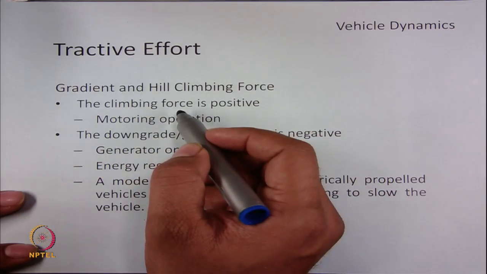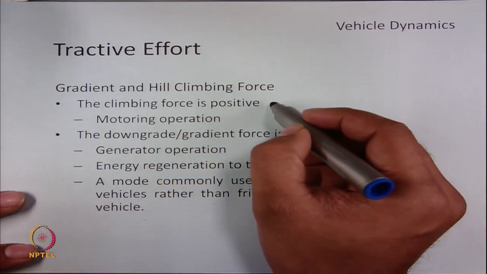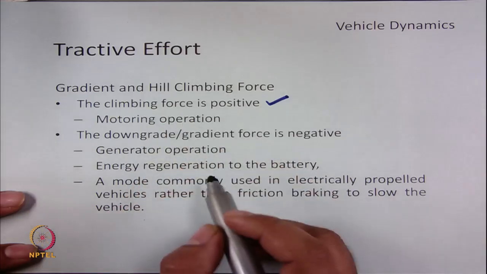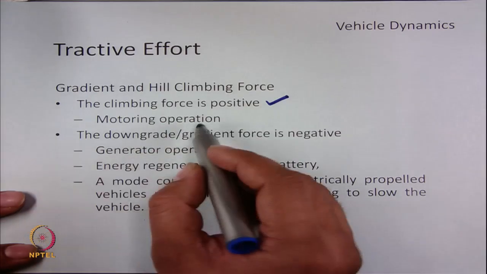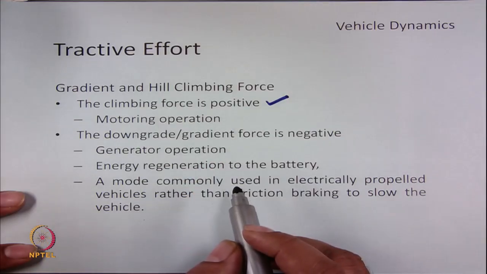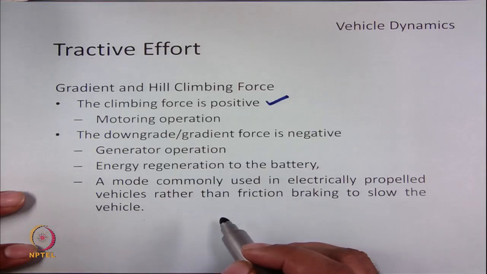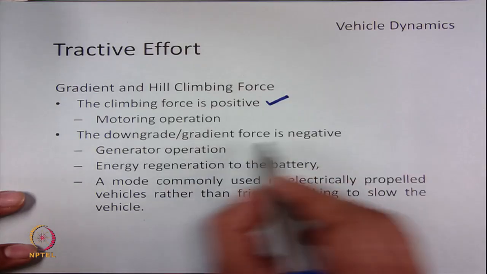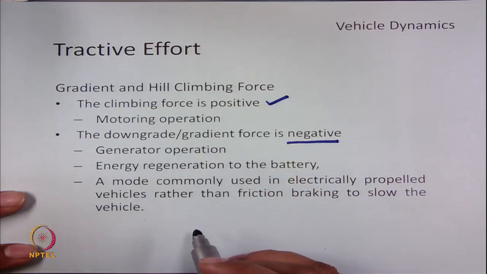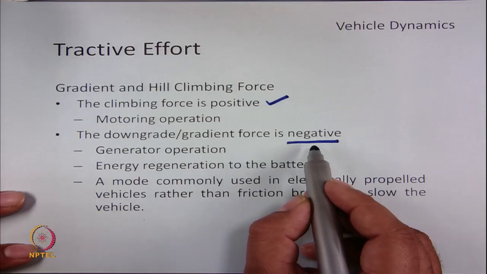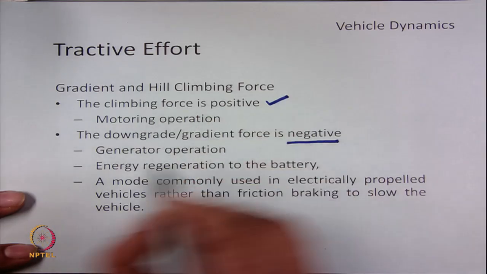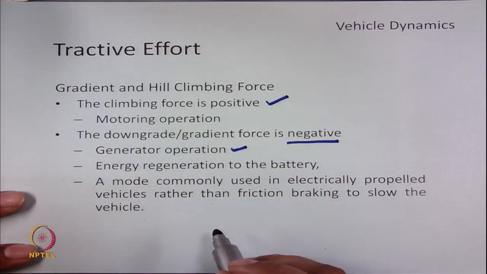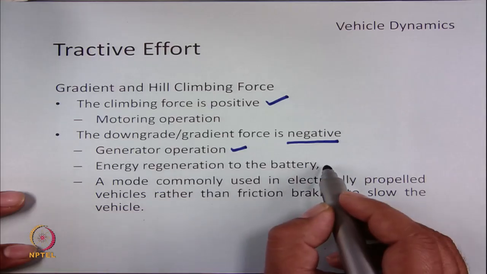When we are climbing a flyover or a hill, this force is positive. In this case the electric machine will be operating as a motor, and we are undergoing a motoring operation. But when we are coming down a flyover or a hill, this force is negative. So the electrical machine can now work as a generator, and the energy can be recovered from the wheels such that a safe speed can be maintained, and this regenerated energy can be used to charge the battery.